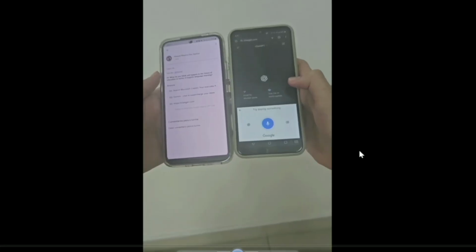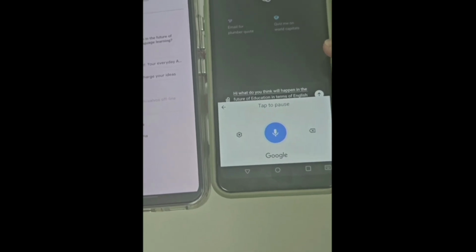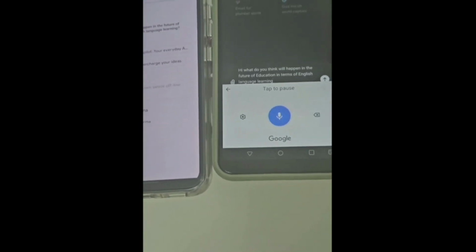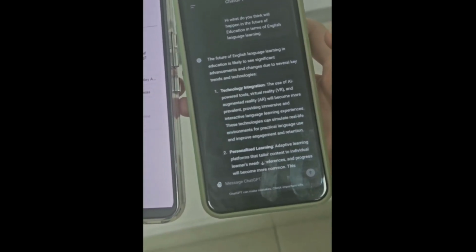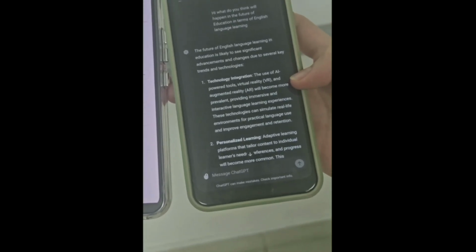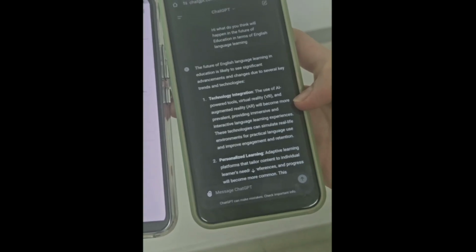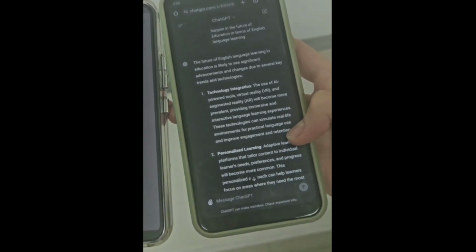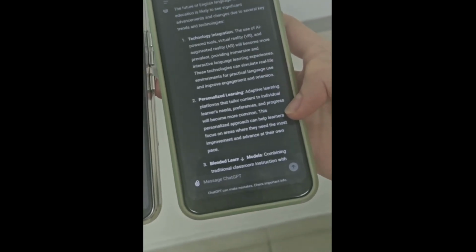Hi, what do you think will happen in the future of education in terms of English language learning? The future of English language learning and education is likely to see significant advancements and changes due to several key trends and technologies. One, technology integration: the use of AI-powered tools, virtual reality, VR, and augmented reality, AR, will become more prevalent, providing immersive and interactive language learning experiences. These technologies can simulate real-life environments for practical language use and improve engagement and retention. Two, personalized learning, adaptive learning platforms.